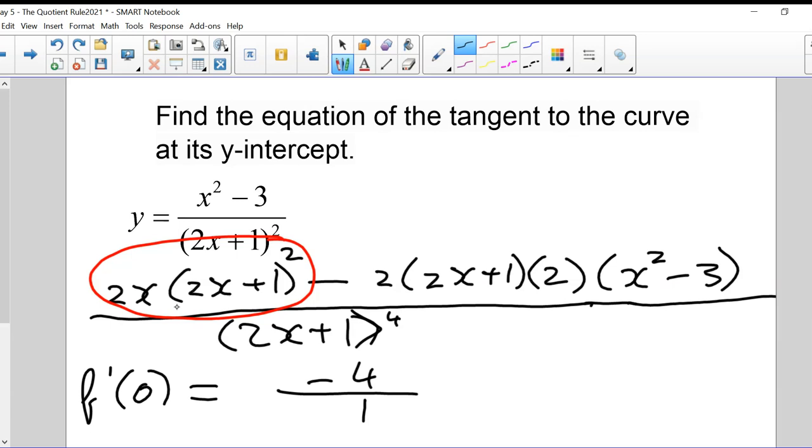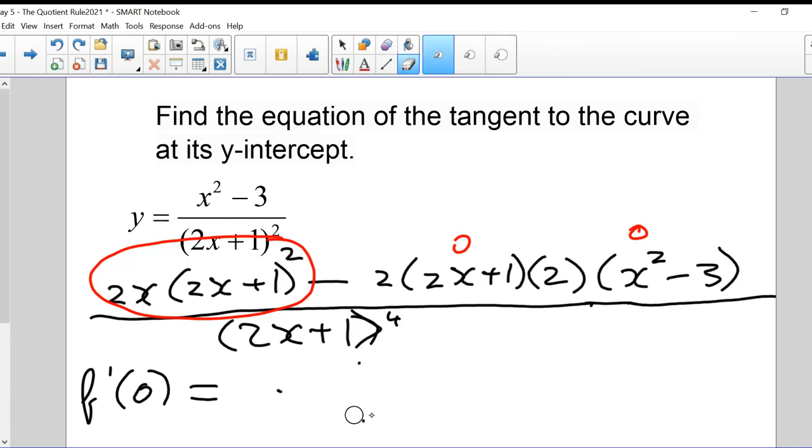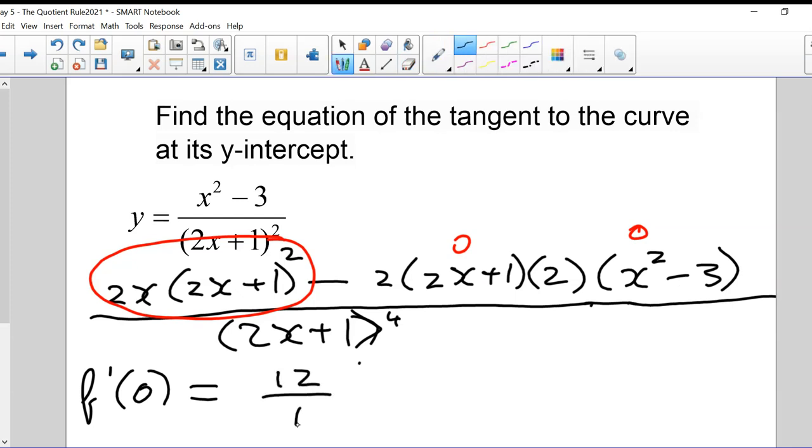So the top here, this first part is going to drop out. That's gone. Putting 0 into this, let's see what happens when I put 0 into this. There's a 0 here, and there's a 0 here. So I'm going to end up with minus 2 times 1 times 2, which is minus 4, times minus 3. So that should be 12 in that case. Okay. So that's going to be 12 over 1, which is just going to be, of course, 12. Right? The bottom is just going to be 1 to the power of 4.